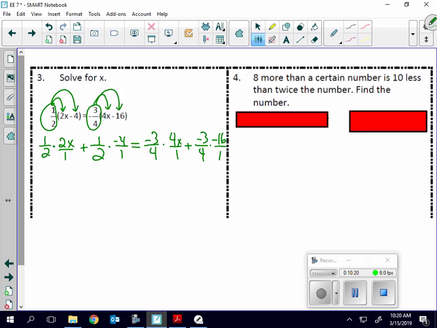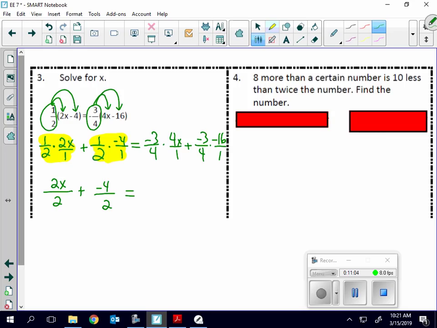Okay, so let's do these carefully. We're going to do our multiplication here. We're going to do this first. Okay. So this is the same, and you can do this in a lot less steps. I'm just showing you each step in what I'm doing. So this is really 1 times 2x, which is 2x, over 2 times 1, which is 2. I just multiplied across the top and across the bottom. Okay, I'm going to do the same thing for this next one. Multiply across the top, multiply across the bottom. 1 times negative 4 is negative 4, over 2 times 1 is 2.